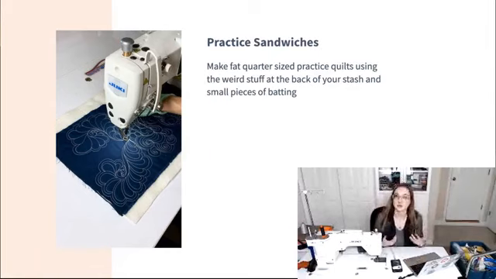Practice sandwiches. If you're going to be quilting, you've got to have something to quilt on. This is a great opportunity for ugly fat quarters from the very back of your stash, for batting scraps, to use up funky things just for practice, right? Now, last week, Rhoda, hey babe. Last week we talked about basting, right? We talked about thread basting, pin basting, spray basting, homemade spray baste, fusible batting, all the things, right?